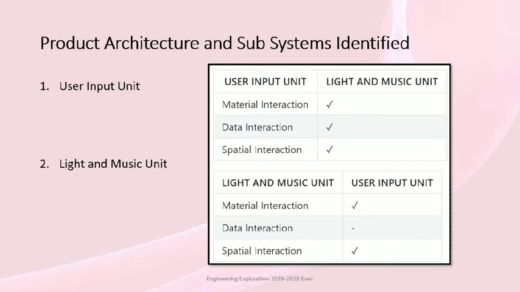Moving on to phase number 3, that is product architecture. In this step, based on the functions of our project, we divided our system into two subsystems. They are the user input unit and the light and music unit. We also analyzed the different types of interactions among these two subsystems. The interactions include material interaction, data interaction, and spatial interaction. In our project, the interactions were material, data, and spatial between the light and music unit and the user input unit.